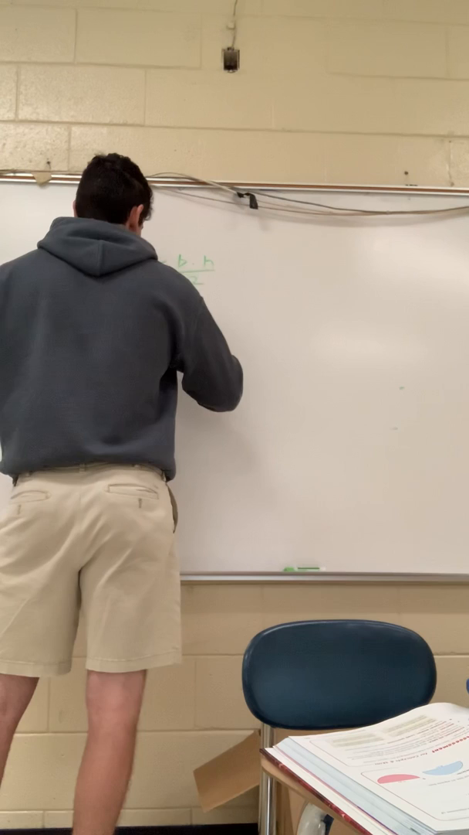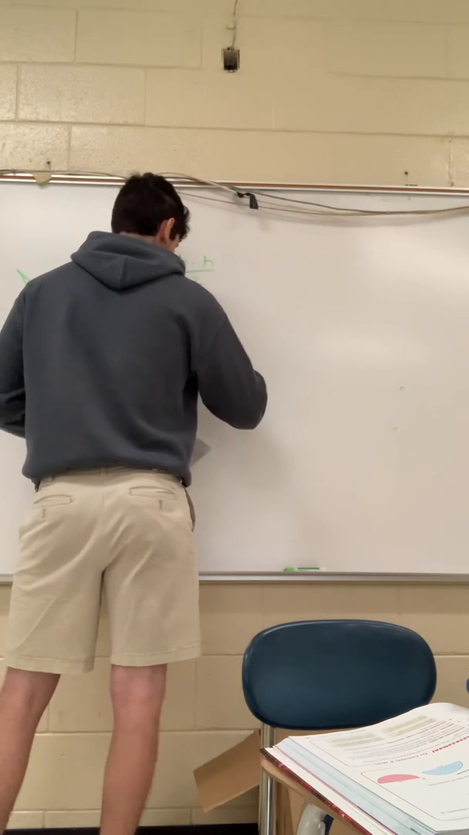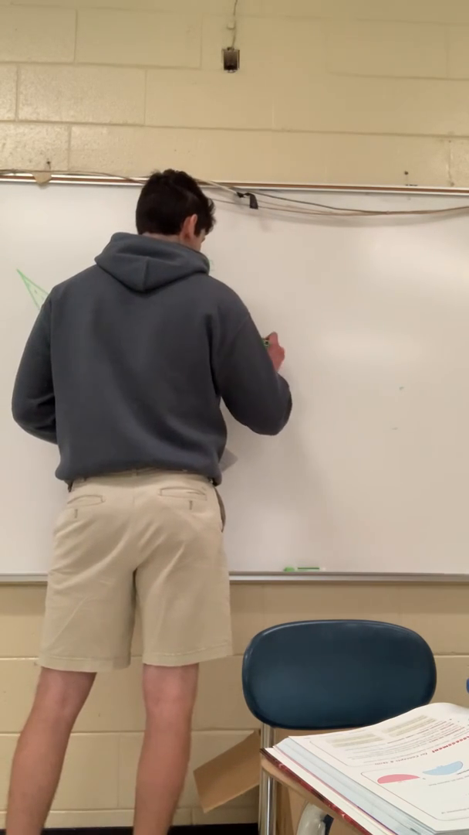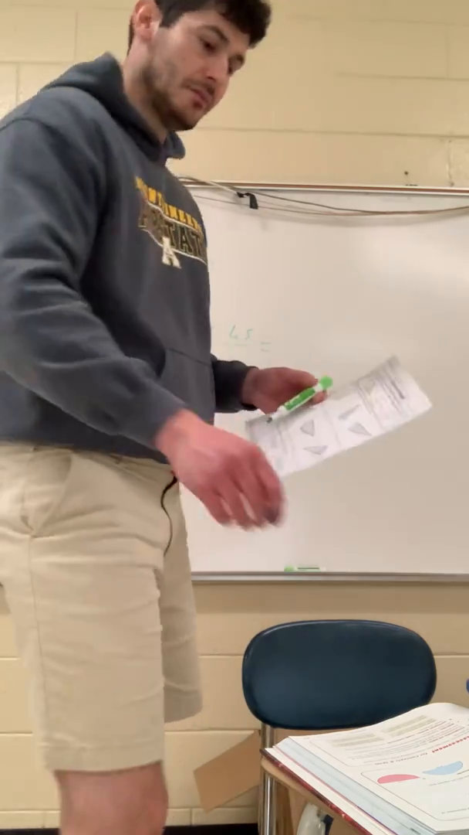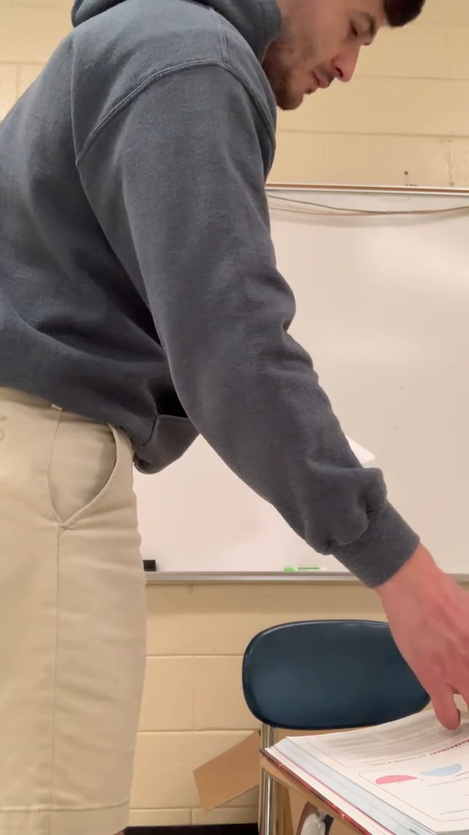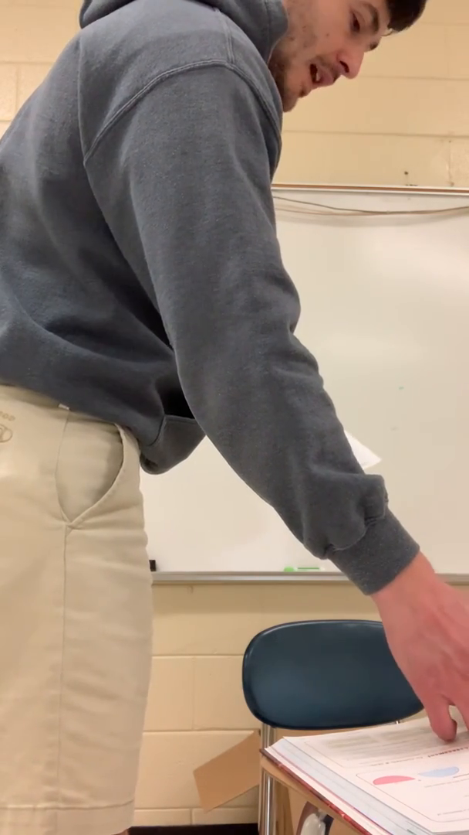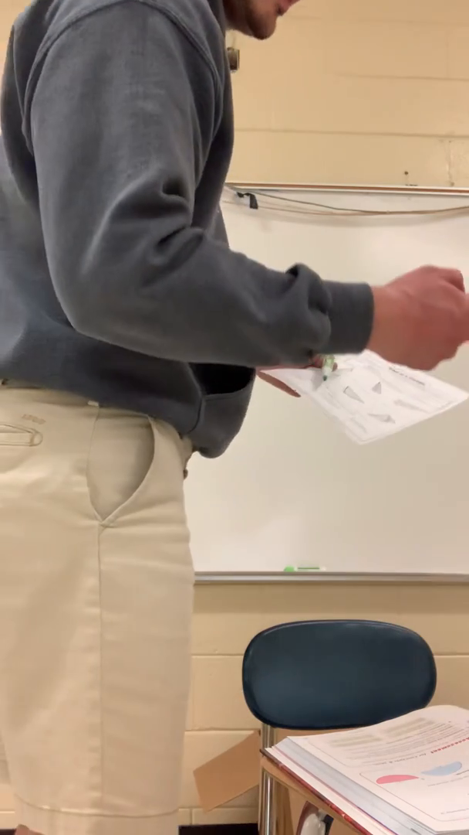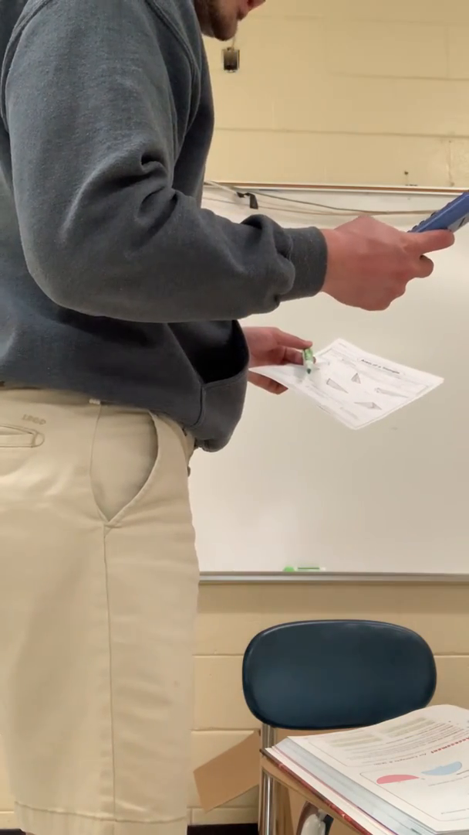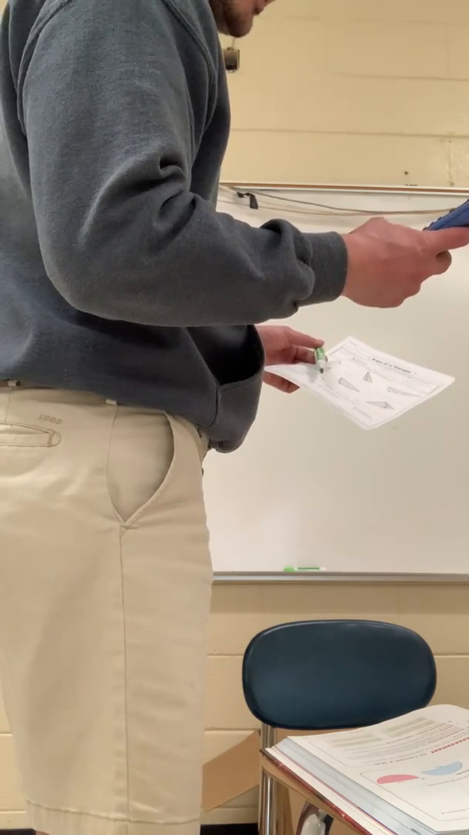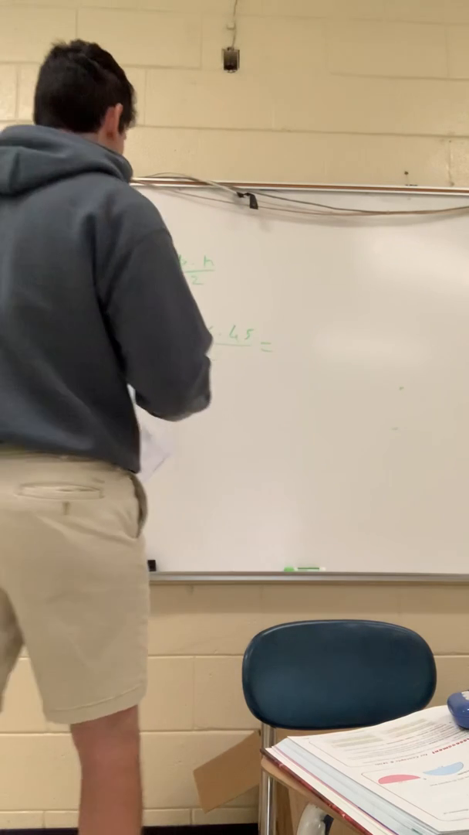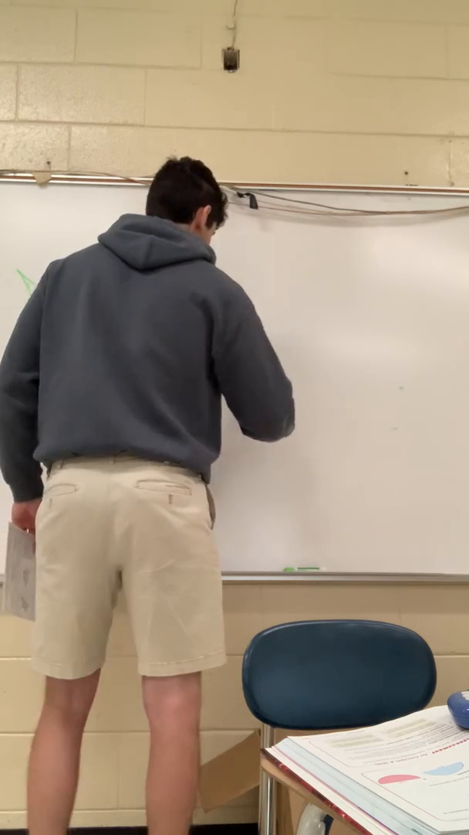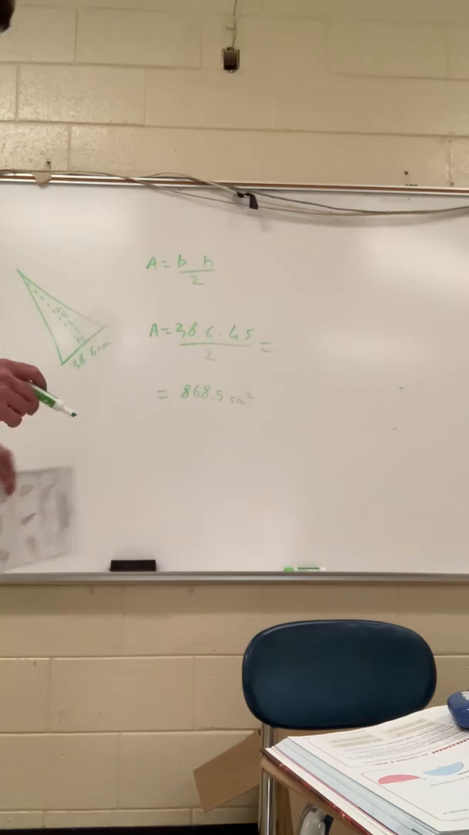Again, base times height, which is 45 centimeters, divided by 2. 38.6 times 45 divided by 2. 1737 divided by 2 is 868.5. 868.5 centimeters squared. Okay, I hope you can see that.